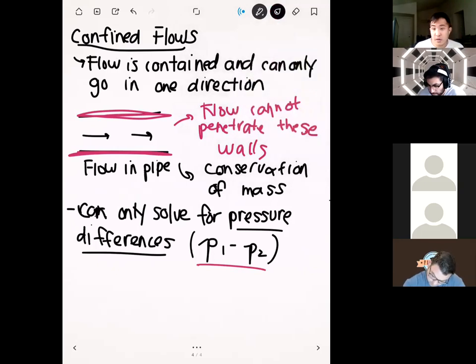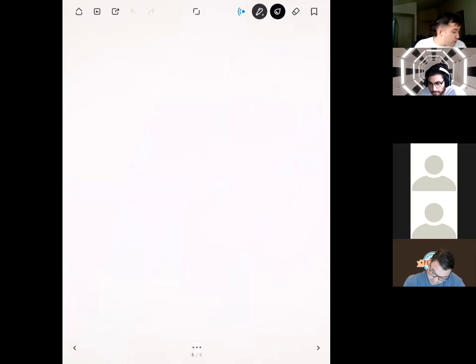All right, any questions on this? Okay. And so let me just draw a typical example of a confined flow. What I'm going to draw for you is a nozzle.